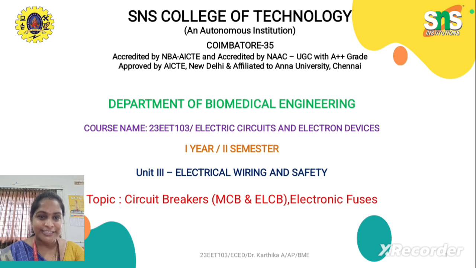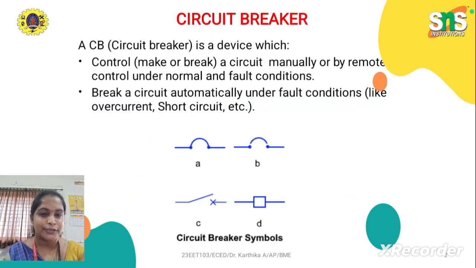In this lecture series, we are going to discuss circuit breakers, MCB, ELCB, and electronic fuses. First of all, what do you mean by a circuit breaker? We know that a circuit breaker either makes or breaks a circuit, either manually or automatically, under normal and fault conditions. Here, a circuit breaker is mainly used to break a circuit automatically under fault conditions like overcurrent, short circuit, etc.